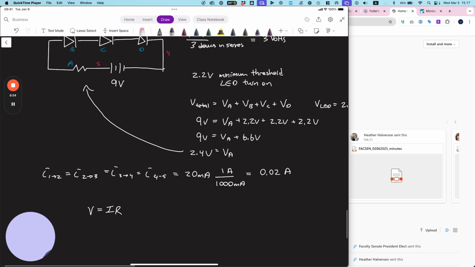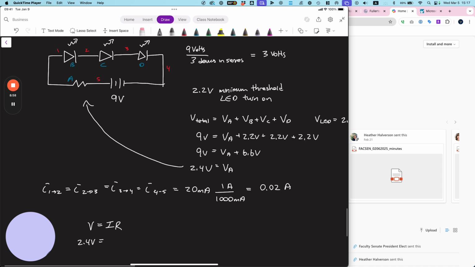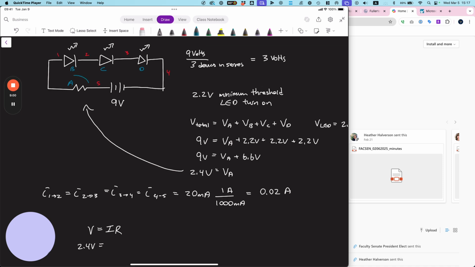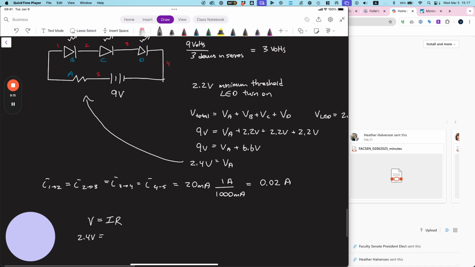So does everyone get that? We calculated previously. We're talking right now about the component of interest in this equation right here. This is the one that we're worried about. If it was here, yeah, it could be 9 volts. But right now we're worried about that, so it's going to be 2.4 volts. The current, what's the current? 20 milliamps.